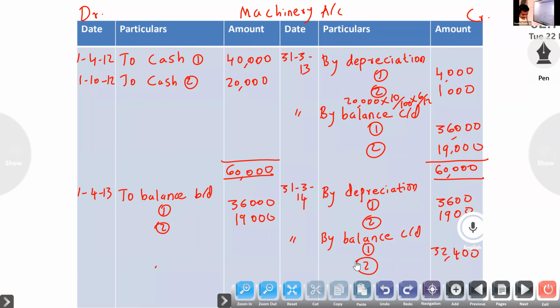Second one, 19,000 minus 1,900, so 17,100. So the total is 155,000.